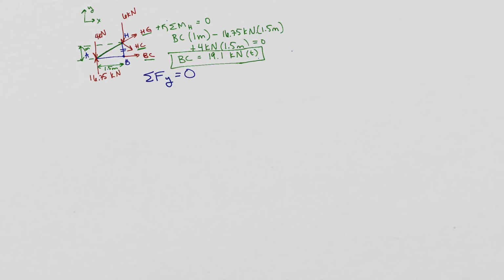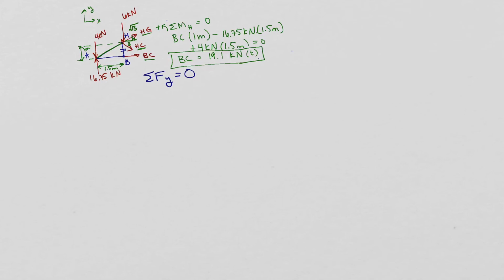It looks like I should have put all the dimensions on here. So for HG, from H to G is 1.5 meters to the right and 1 meter up. That would be 3 to the right and 2 up, just to make it even numbers, and then that hypotenuse would be the square root of 3 squared plus 2 squared, so that would be 9 plus 4, the square root of 13.